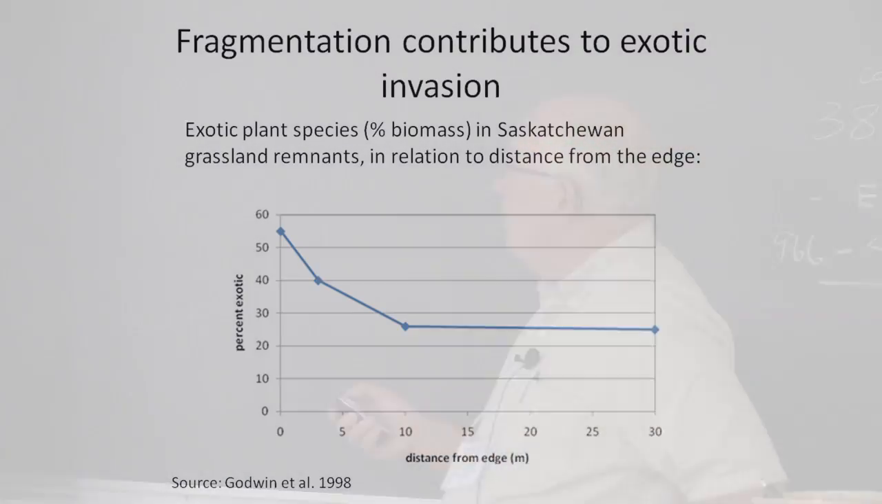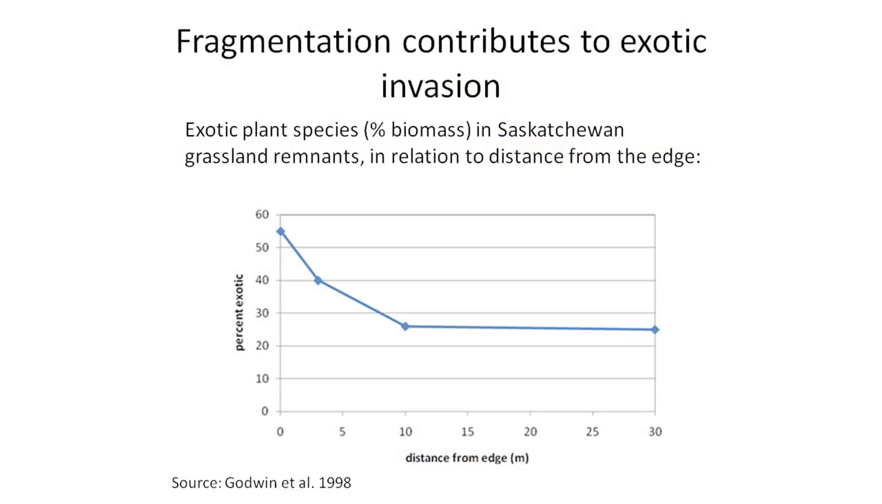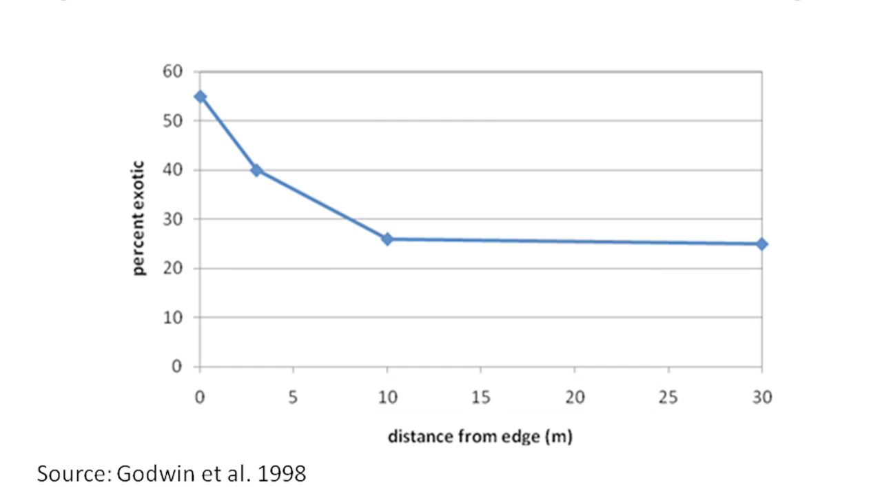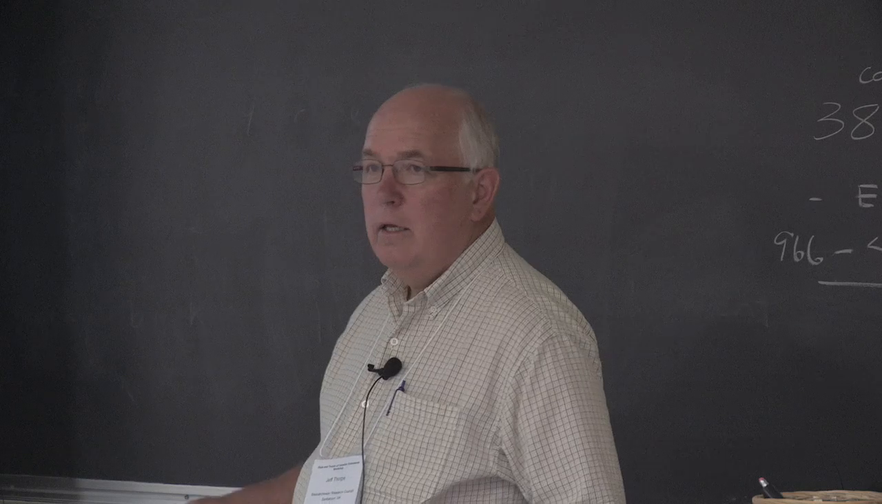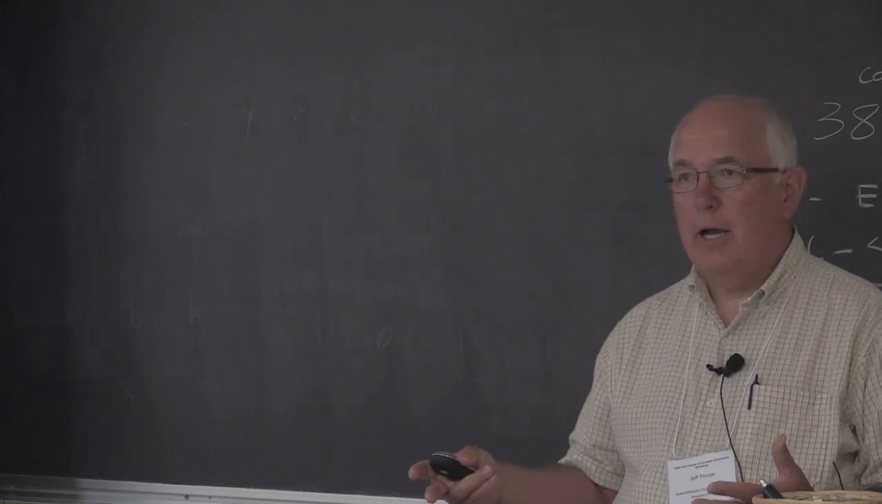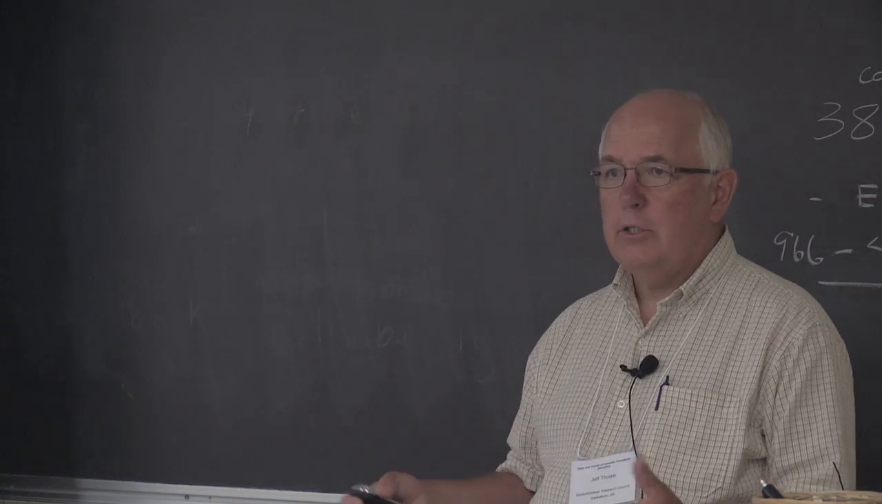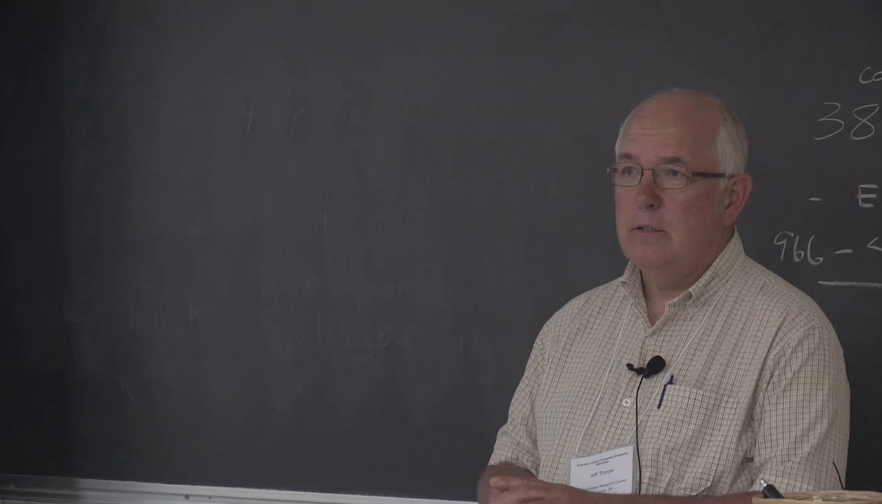Now, this is a little study that we did at SRC, looking at some of these small remnant patches of prairie, and basically this is a transect from the edge of the prairie patch into the center. That's the edge there, and the vertical axis is the percentage of the biomass that's made up of exotic species. And so what it shows is that the closer you get to the edge of the patch, the higher proportion of the biomass is made up of exotics.